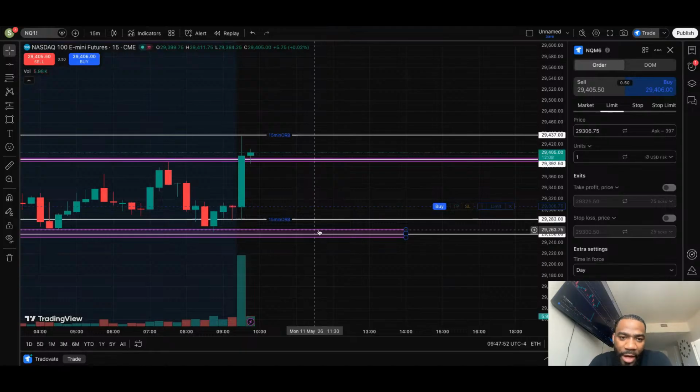Honestly, I just use these two levels for the rest of the day. If I don't really see what I want to see in the New York session, I'll put it away. And Nas starts making moves again around 2 o'clock, so I'll look at that time if I don't get into a trade. But if I don't see it, then it is what it is. It's pretty much a waiting game after this.